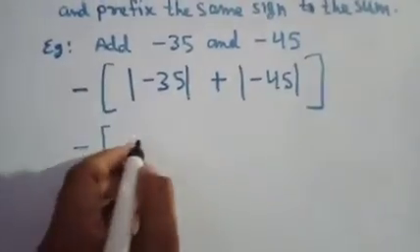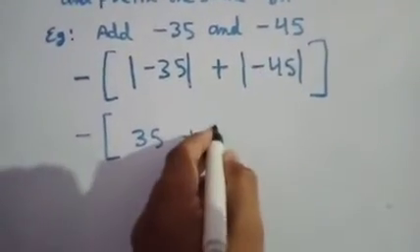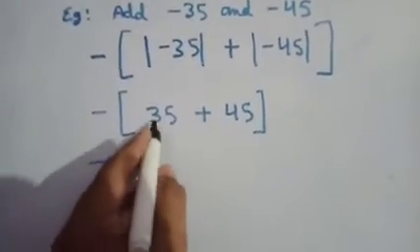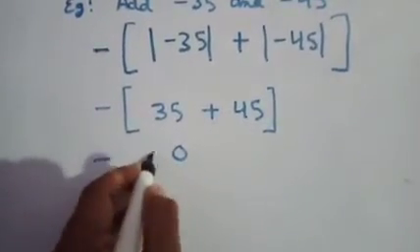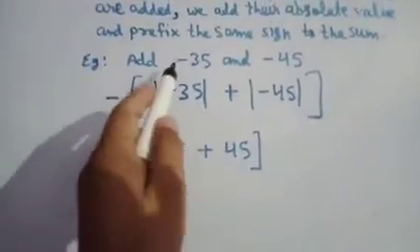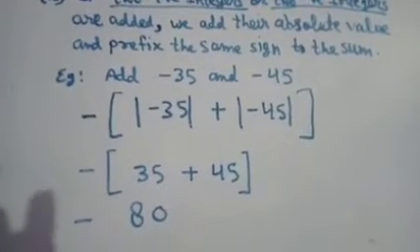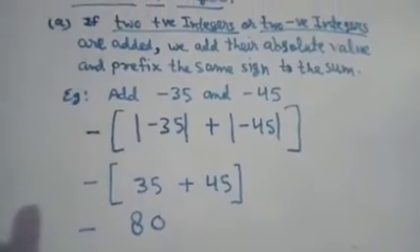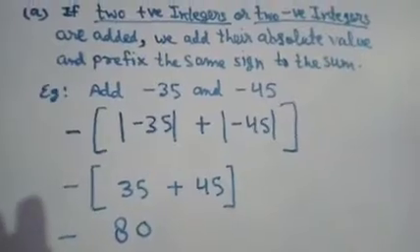The absolute value of minus 35 is 35 plus the absolute value of minus 45 is 45. Now prefix minus and add these values. 5 plus 5 is 10, 4 plus 4 is 8. So minus 80 is the result of minus 35 and minus 45. So this is the method by which we add two positive or two negative integers.